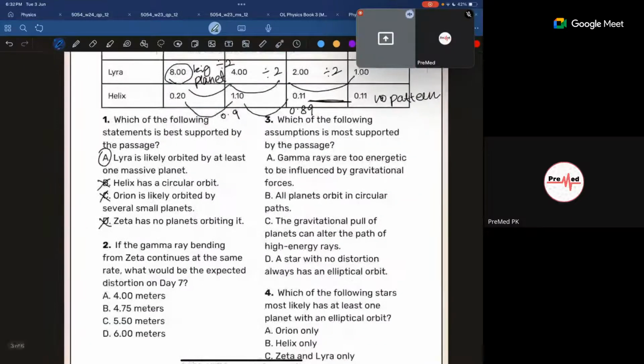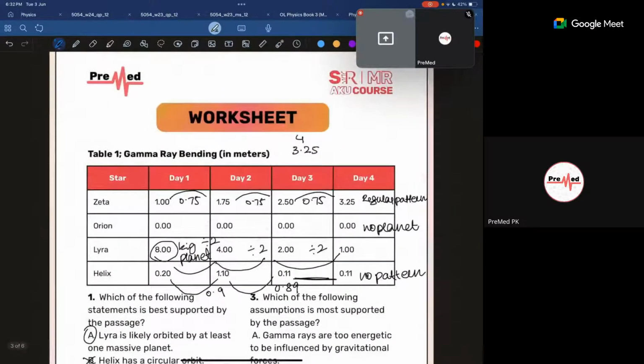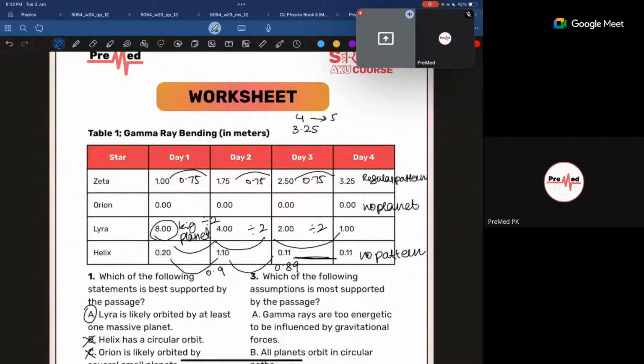So 3.25 we can see is on day 4, and we need to calculate for day 7. So we will now move to day 5, day 6, and day 7. That means we need to add 0.75 three times. That is 0.75 multiplied by 3.